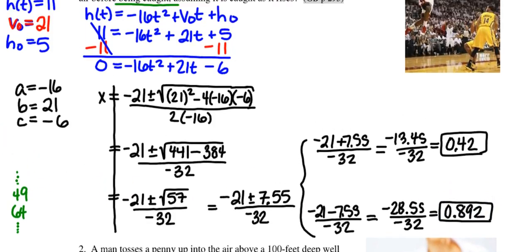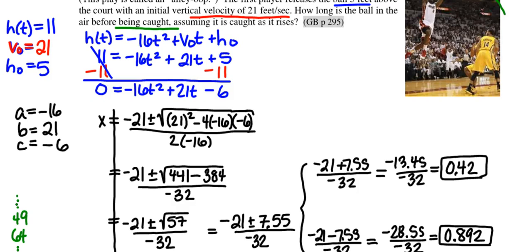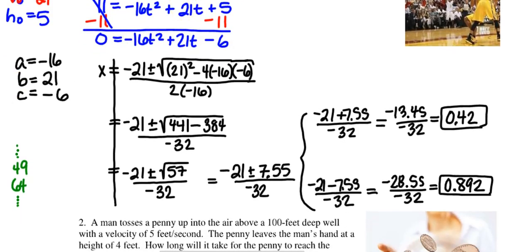So let's go back and reread the question we were asked. It says, how long is the ball in the air before being caught? Assuming it's caught as it rises. So remember, this ball is going to be going up, and it's going to pass that height, and then it's going to be going down. So there's 2 moments in time that it's going to be at that 11-foot height. That's going to be 0.42 seconds, and again at 0.89 seconds as it comes back down.